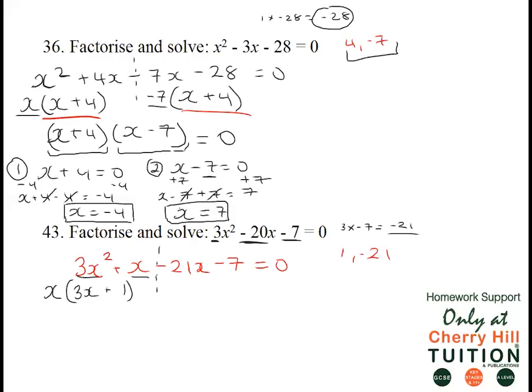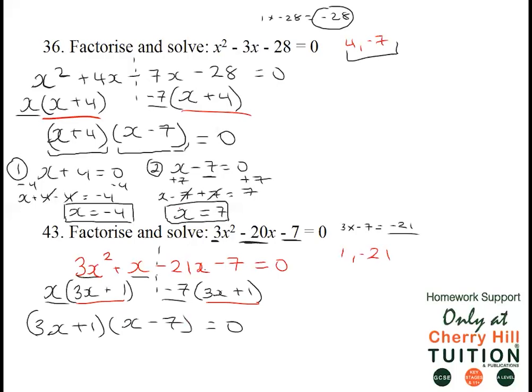On the right-hand side, the only thing that is common is -7. We need to multiply -7 by 3x in order to get -21x, and then +1, because 1 multiplied by -7 is -7. Our brackets are the same, so we know that we are working in the right direction. So our first bracket is 3x plus 1. Our second bracket is what's on the outside, x minus 7, and this is all equal to 0.